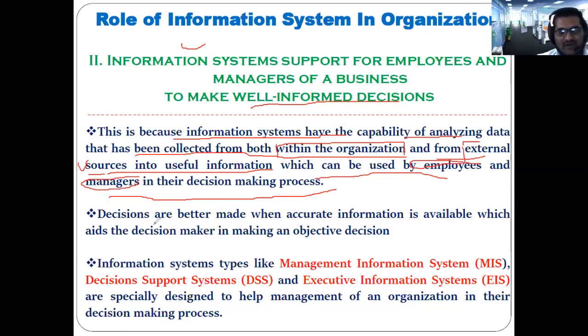Now one fact is there: a decision can be made good or better or accurately only if the information provided is accurate information. Understood? If the information is not accurate, definitely it will affect the decision being made by the managers or the top managers. Because your information system will guide you to make the decision only on the basis of what kind of information is input to that information system. Am I right?